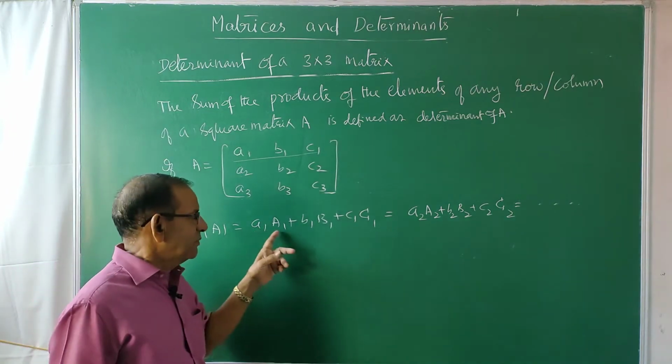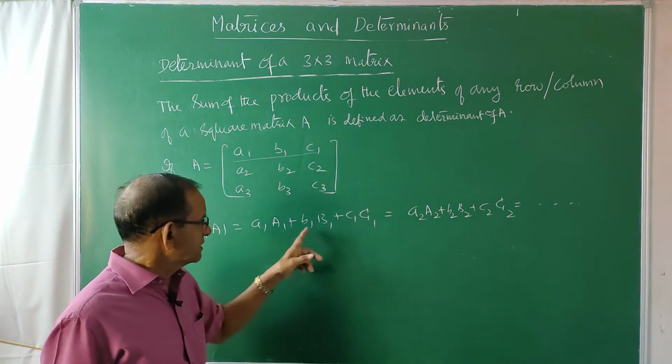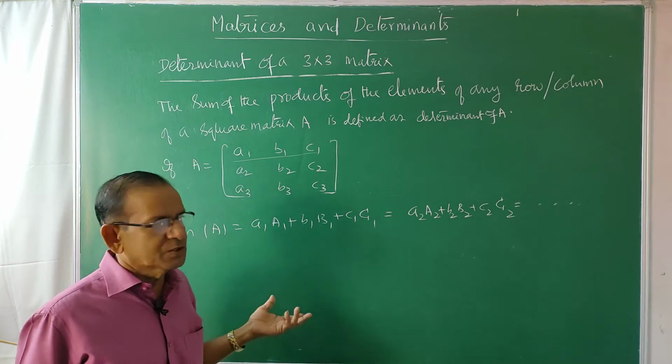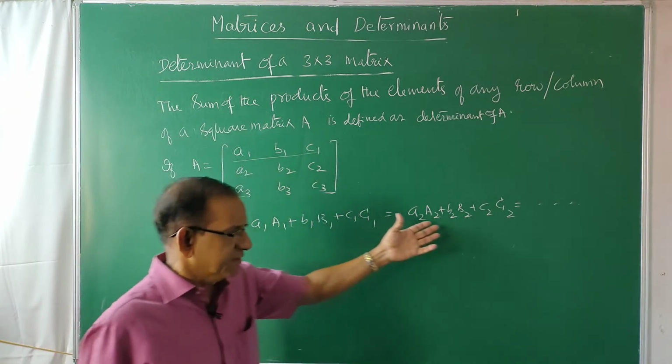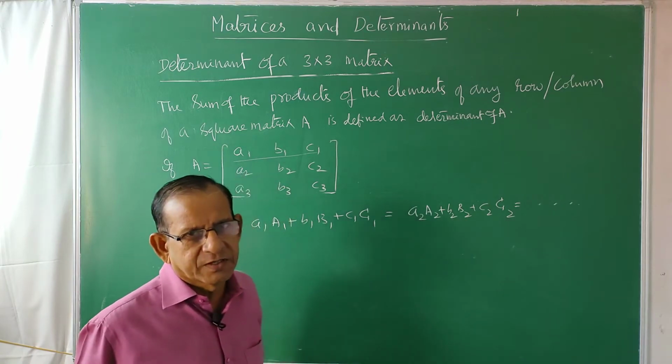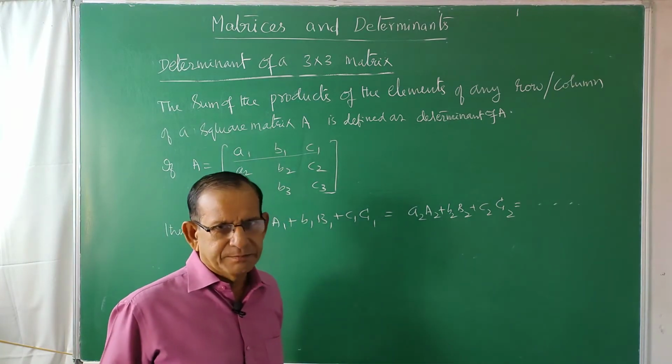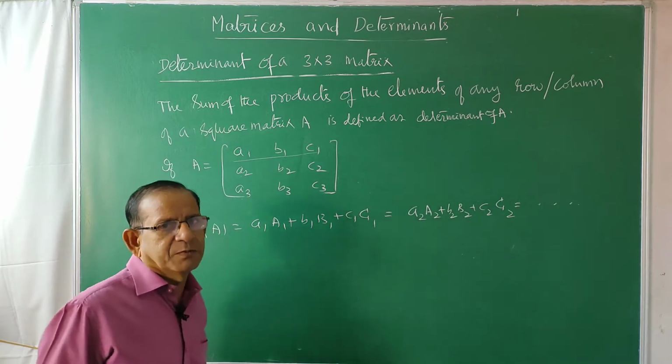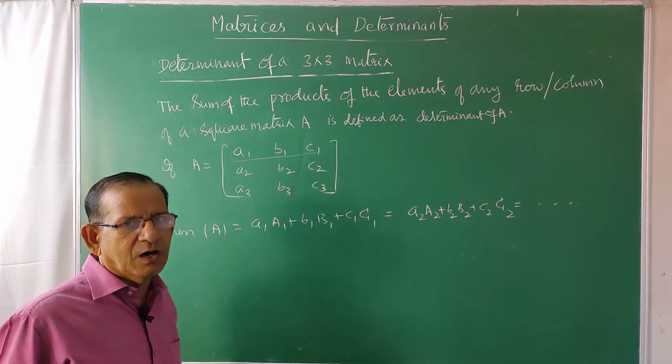That is the sum of the products of the elements of any row. It need not be the first row, it may be the second row like this also. Multiply with their corresponding cofactors. Again that is also the determinant. So the determinant is the sum of the products of the elements of any row or column with their cofactors.